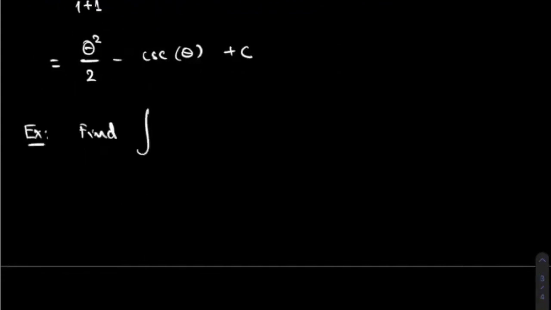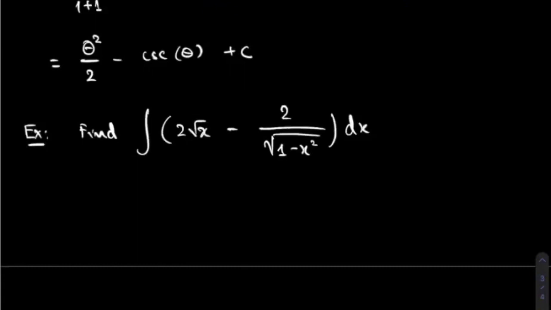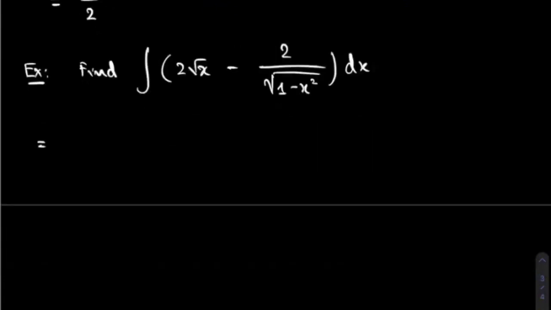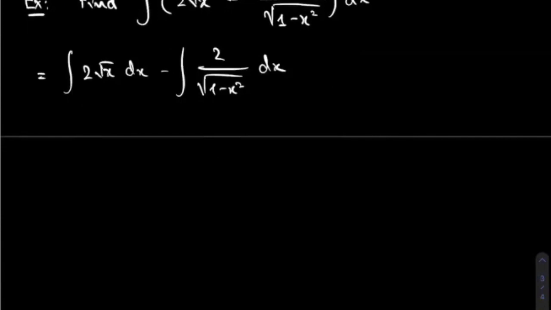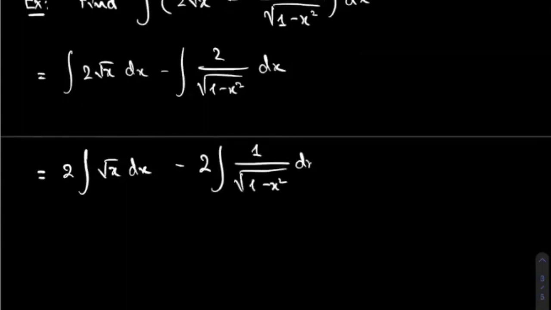Find the integral of 2 times square root of x minus 1 over square root of 1 minus x squared dx. So this should give me the integral of 2 times square root of x dx minus the integral of 2 over square root of 1 minus x squared dx. For both integrals, the 2 is a constant multiple. Pull that out of the integral operations. You get 2 times the integral of square root of x dx minus 2 times the integral of 1 over square root of 1 minus x squared dx.